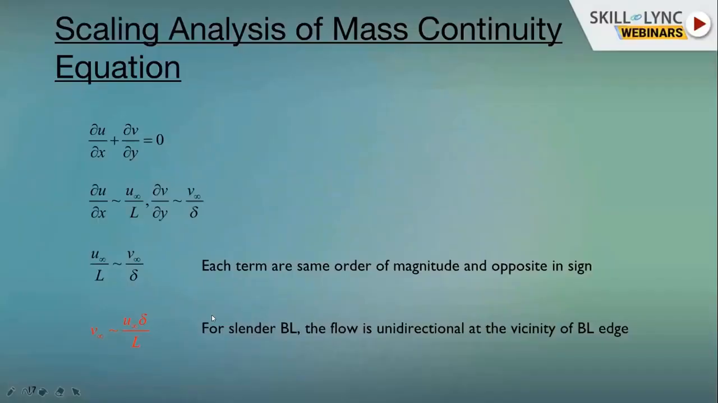This kind of situation is known as a slender body, or a very long body, where the flow is almost unidirectional, because V infinity will gradually approach 0. If this term delta by L is equal to 0, then U into delta by L is equal to 0. So V infinity equal to 0 means the flow is unidirectional. Those kind of things are known as the slender body, right?